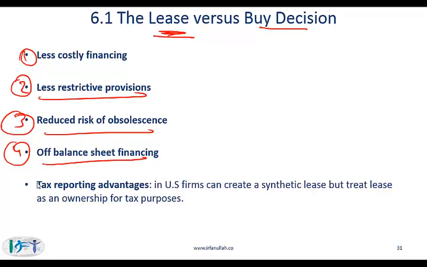And then this is a subtle point. You don't need to go into the details here. Just recognize that in some countries, such as the United States, there is a tax advantage. So specifically in the US, firms can create a synthetic lease but treat the lease as ownership for tax purposes. When treated as ownership, then you can show depreciation, which allows you to reduce taxes.